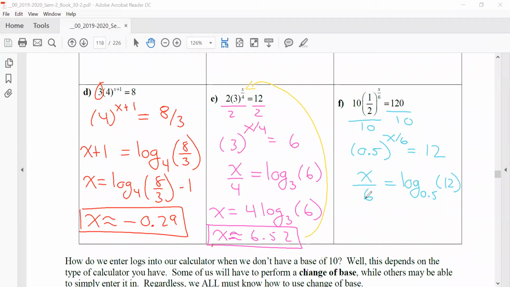There it is. And multiply both sides by 6. So 6 times log base 0.5 of 12. Sometimes the longest part of the question is just getting it in your calculator, especially if you're using the change of base formula every time. Okay, I'm going to get a nasty approximation of a negative number here, negative 21.51. Okay, so there it is.